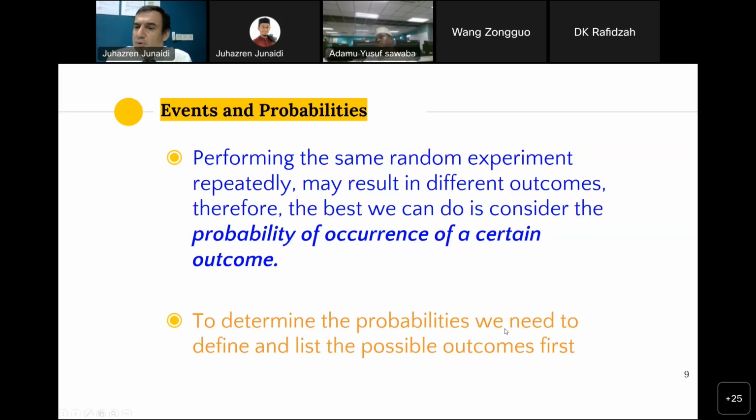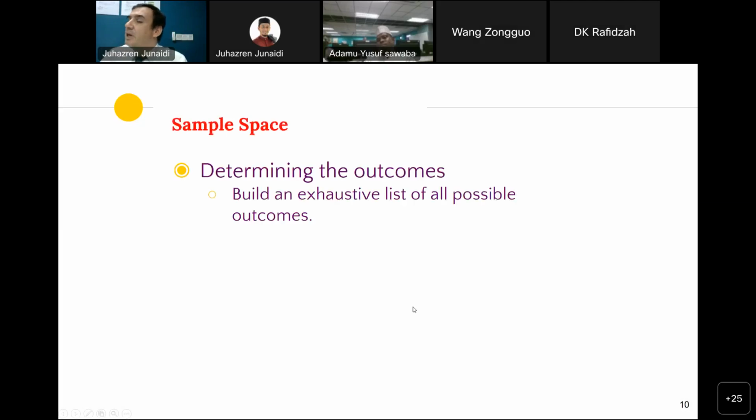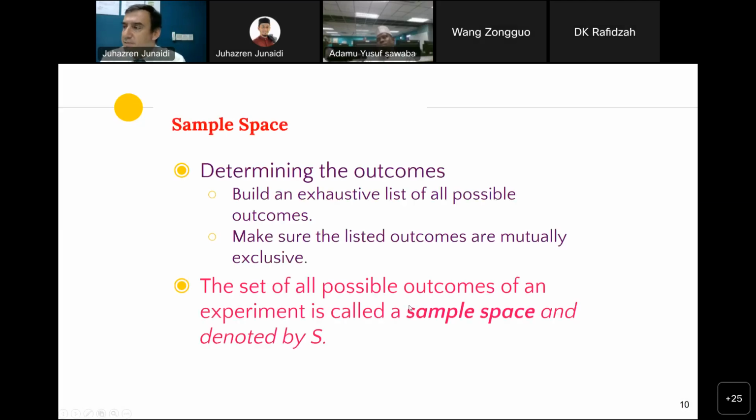So to determine the probabilities, we need to define and list the possible outcomes first. What are the possible outcomes? And that's the sample space, my friends. We call it the sample space. Determining the outcomes, build an exhaustive list of possible outcomes, make sure the listed outcomes are mutually exclusive. By mutually exclusive, I mean one of us having 6 heads, 4 tails is not affecting another having 7 tails and 3 heads. They are not affected by each other. They are mutually exclusive.